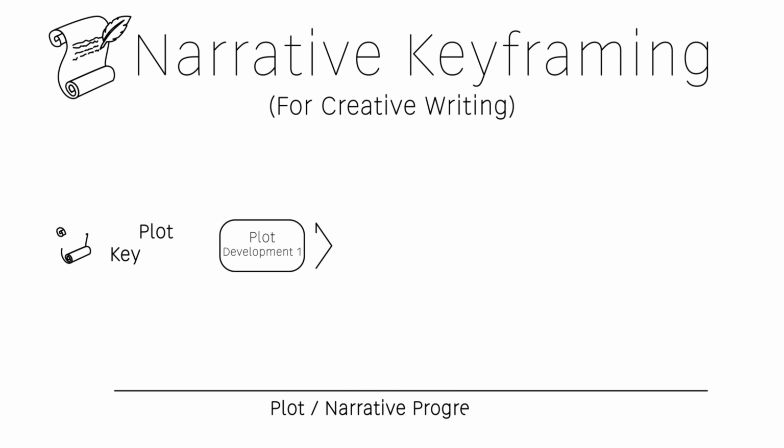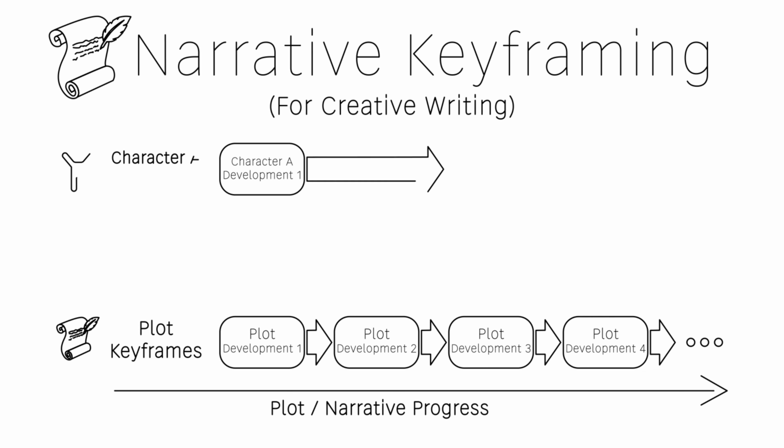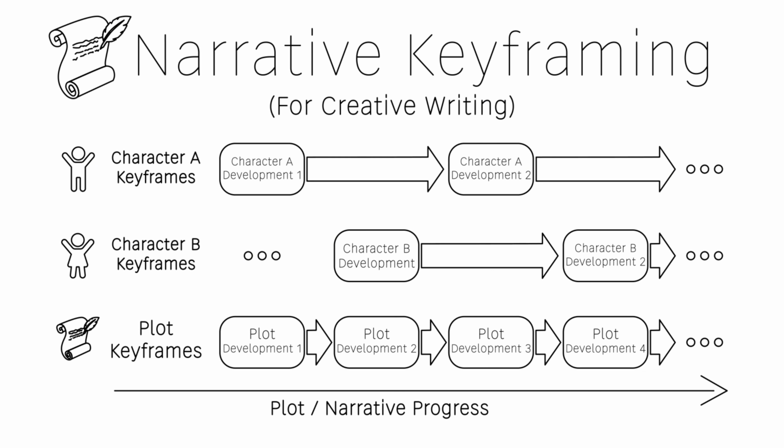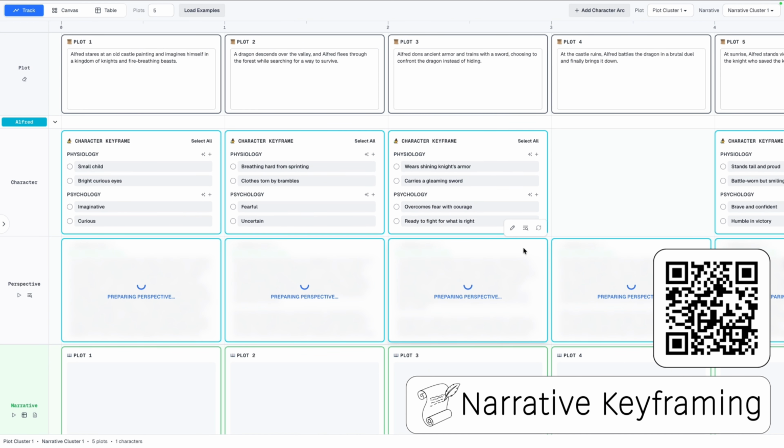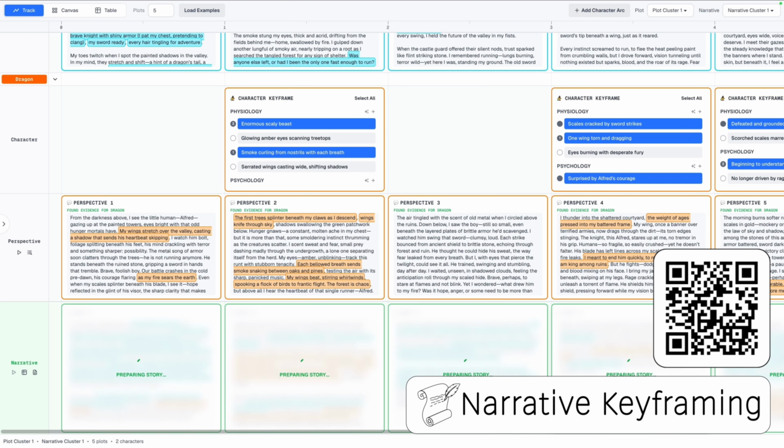Our technique works in a similar way, where the author specifies a set of narrative keyframes describing important plot points, as well as character development and perspective, that AI can then interpolate with editable prose, offering an adaptive and transparent way to maintain creative control while working with AI.